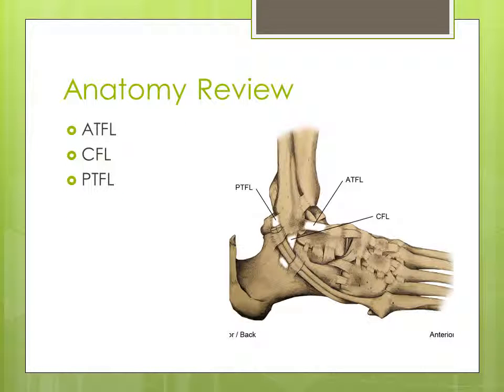Just a quick anatomy review. The three ligaments injured in a lateral ankle sprain are the anterior talofibular ligament, the calcaneofibular ligament, and the posterior talofibular ligament, along with the surrounding lateral soft tissue structures. This injury may or may not be accompanied with a fracture.